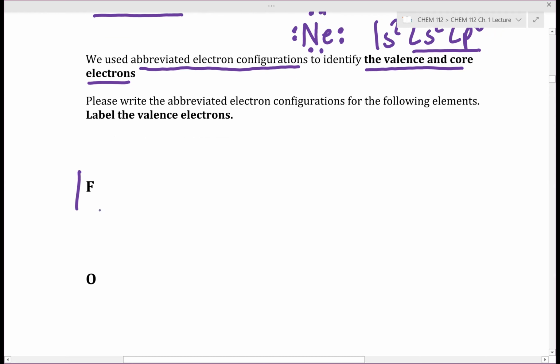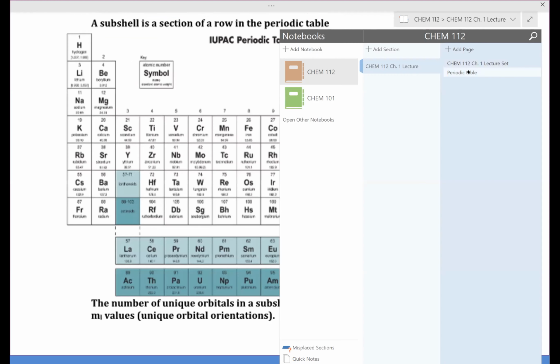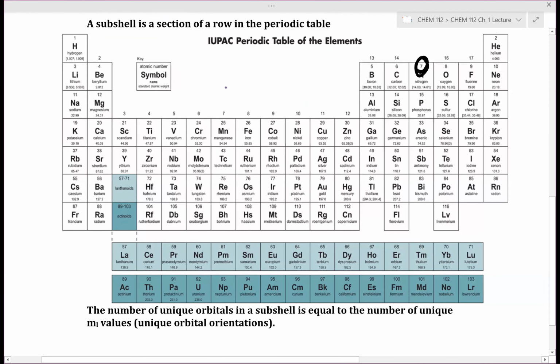So for fluorine, we're now going to go to the periodic table. For abbreviated configurations, your first goal is to find the noble gas that is before your element. So what is the noble gas that is before fluorine on the periodic table? Helium. Yep. So we're going to circle helium. Helium is going to summarize all of our core electrons in this case. And then all we have to do is write out the remaining valence electrons for fluorine.